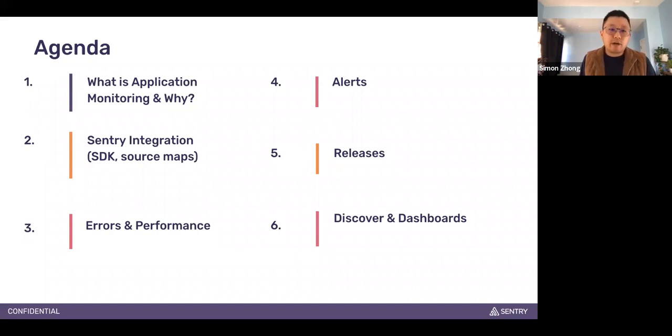But number 3, errors and performance. We'll talk about error monitoring and performance monitoring. Chapter 4 will be going through alerts, so notifying the right people off of the errors and performance data that we capture. We organize the data by releases, so we'll talk about that as well. And we'll go over Discover and Dashboards, how we organize and slice and dice data that we care about in our team and our organization, or just look at our data for fun. Whatever we want to do with the data we capture, we can do it through Discover and Dashboards.